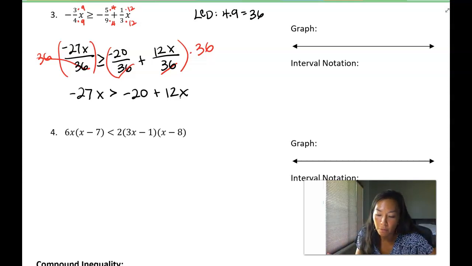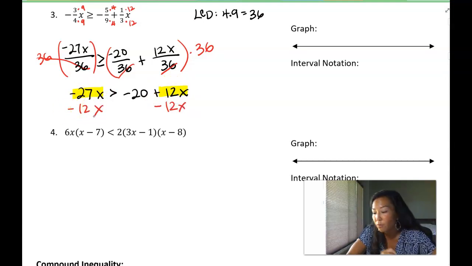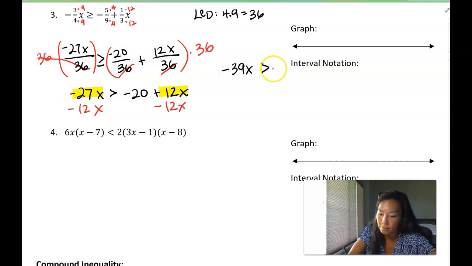All right. Now, at this point, I'm going to move my x's to be on the same side. So I have like 2 of these x's. Let's move that 12x by subtracting it. If you move the 27, everything would be on one side, which you would still have to move back to the other side in general. So I'm going to move it all to this left side. It's negative 39x is greater than negative 20. And then we divide both sides by negative 39.